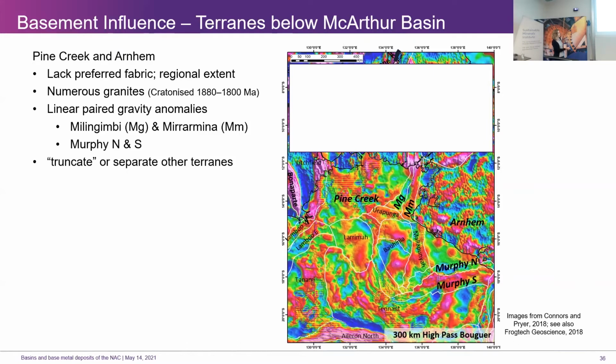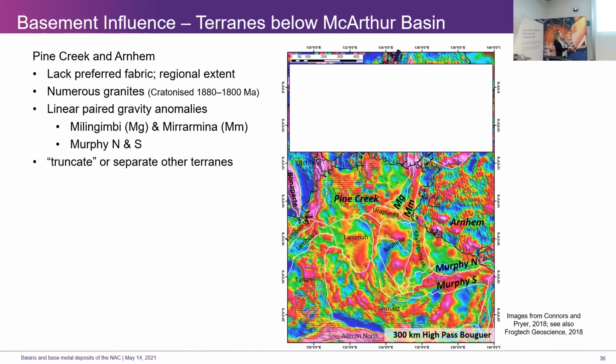The two cratonic blocks I've been mentioning, Pine Creek and Arnhem itself, lack a preferred fabric. They're of a fairly large extent. We can see all the negative circular gravity anomalies, especially in Pine Creek, which is onshore, and we have good data. So they're cratonic blocks. They haven't deformed a lot for a long period, but they're separated by linear terrains.